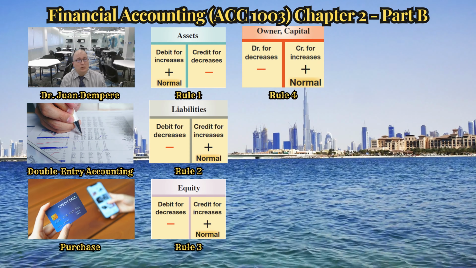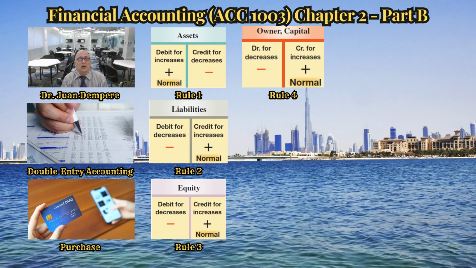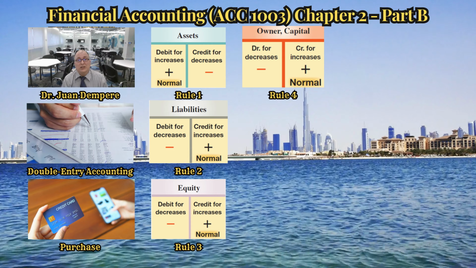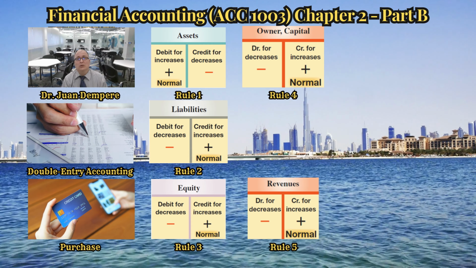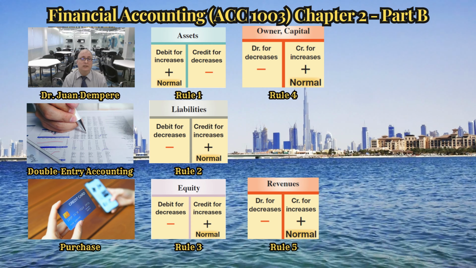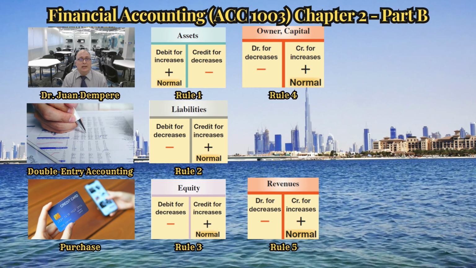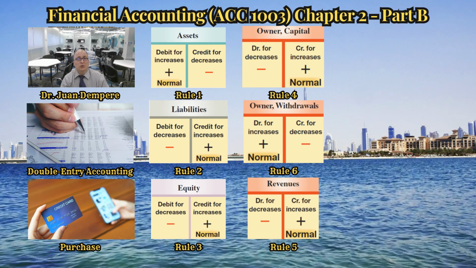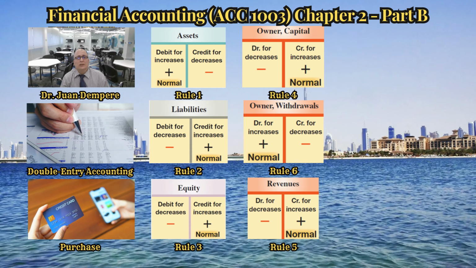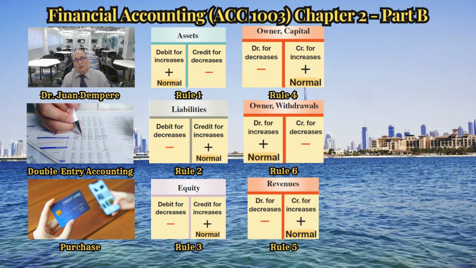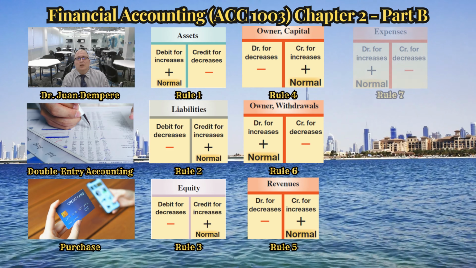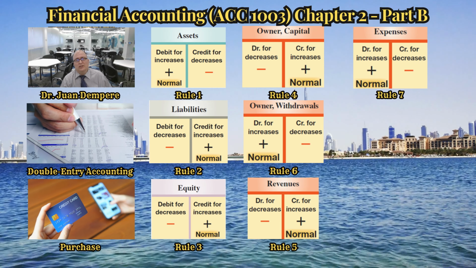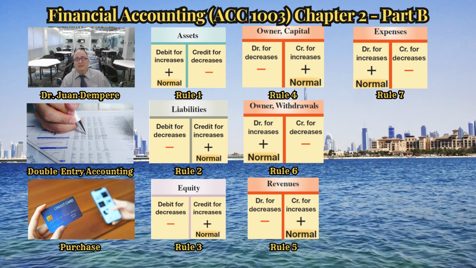Rule 4. Owner's capital increases over the credit and decreases over the debit. Their normal balance is credit. Rule 5. Revenue increases over the credit and falls over the debit. Their normal balance is credit. Rule 6. Owner's withdrawals increase over the debit and decrease over the credit. Their normal balance is debit. Rule 7. Expenses increase over the debit and fall over the credit. Their normal balance is debit.